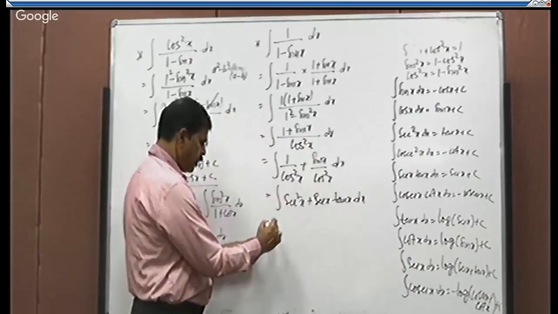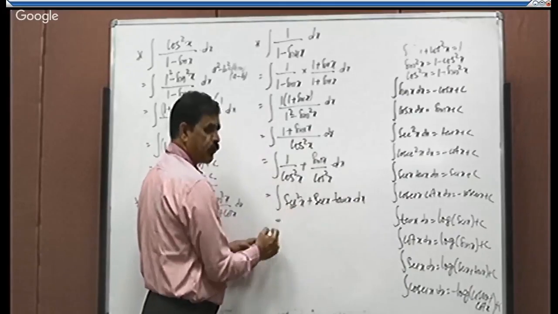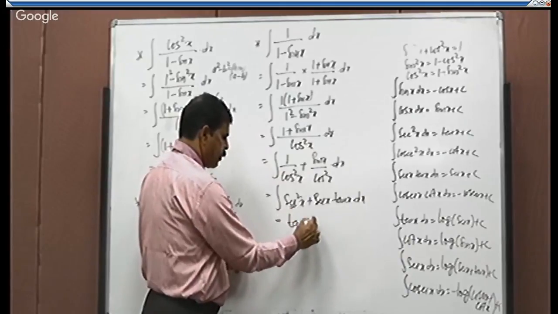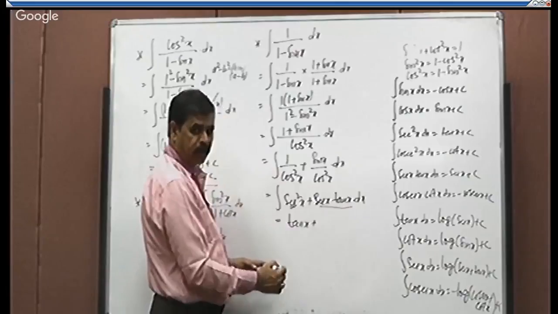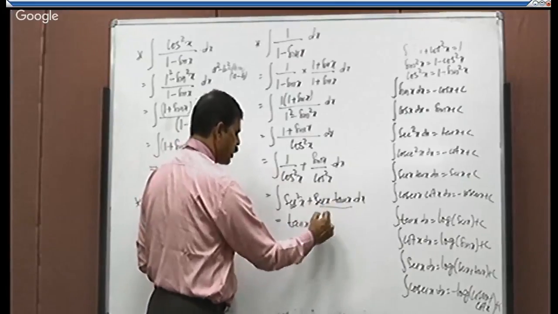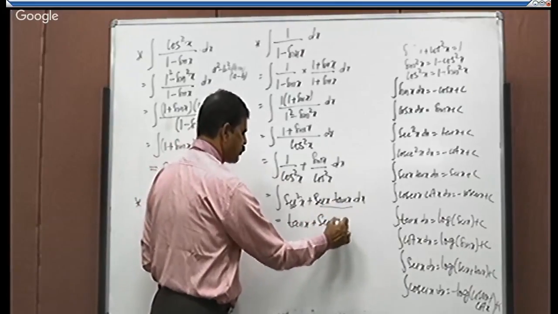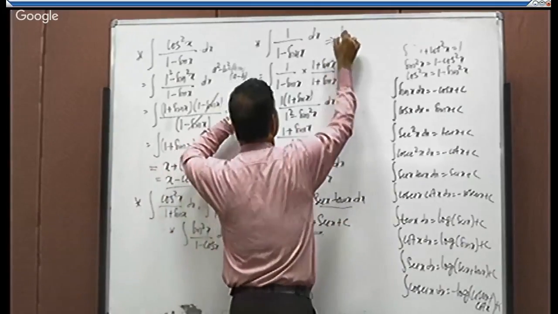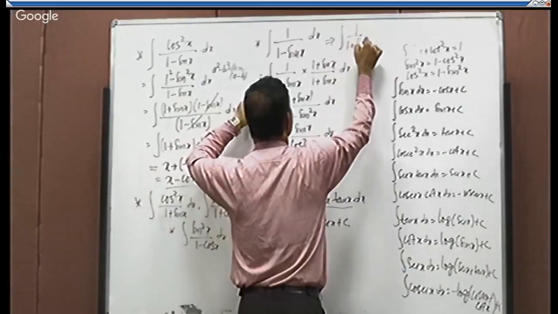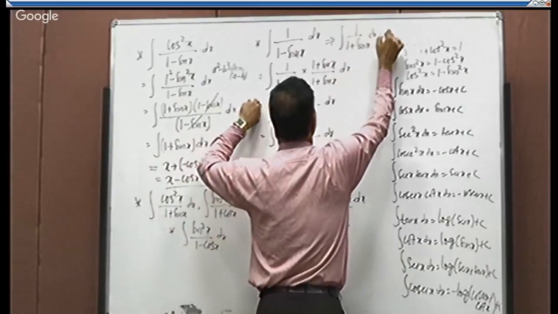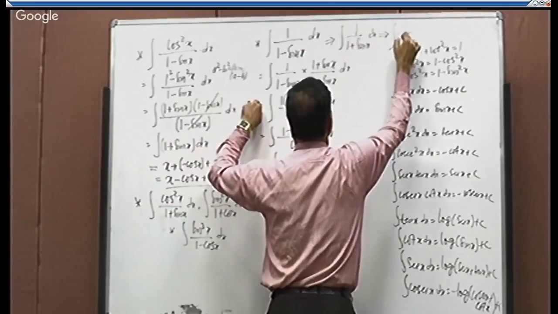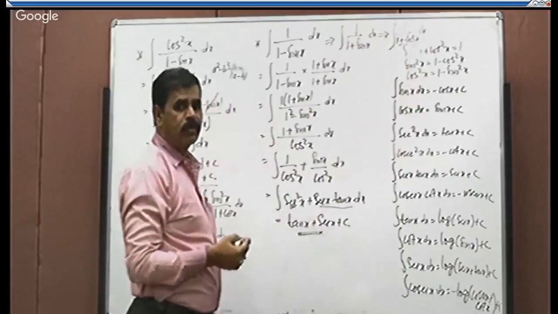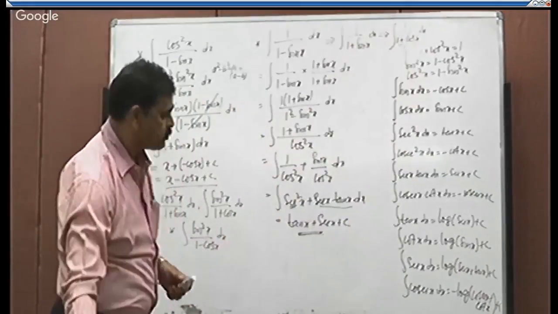Then what? Integration. What is integration of secant square? It is derivative of tan, no? Therefore, integration of secant square is tan x. Plus, this is derivative of what? Secant x. Therefore, integration is secant x plus c. Right? Like that, you can work out for this 1 by 1 plus sin x dx, 1 by 1 plus or minus cos x dx. For these problems, you can follow the same procedure, right?